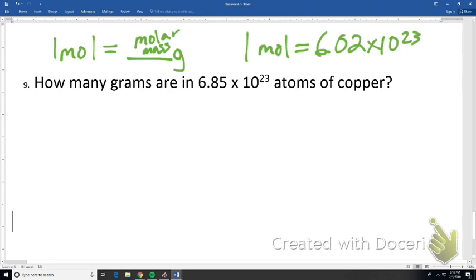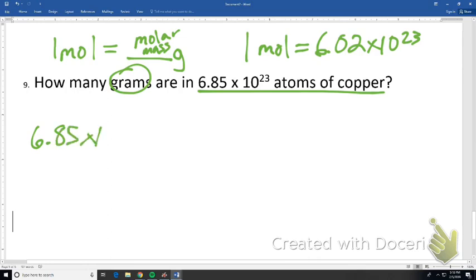Okay? So using those, we can use them in our conversion chart. So don't focus on how big it is or whatever. You're still just going to underline and cancel. So let's do it. Just do it. Let's read. How many grams are in 6.485 times 10 to the 23 atoms of copper? Underline what's given. Circle where we want to go. Grams. Take it one step at a time. All right.